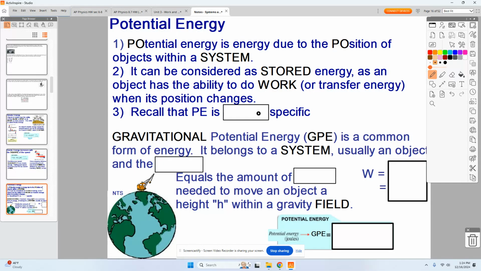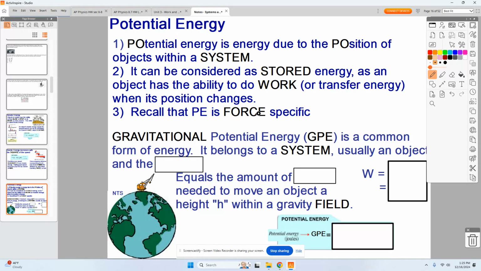Recall PE is force specific, so there are various forms of potential energy. All of them are associated with fundamental forces of nature. So there is a gravitational potential energy. It has to do with the gravitational force. Common form belongs to a system, usually an object and something else. What is the system that gives an object gravitational potential energy?